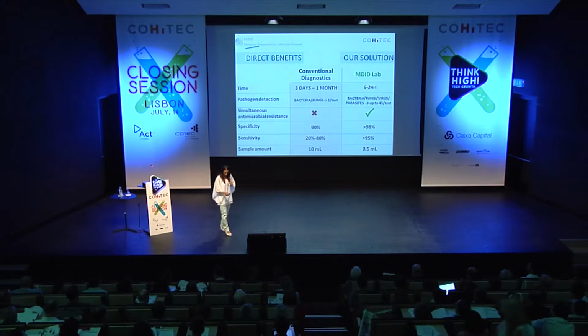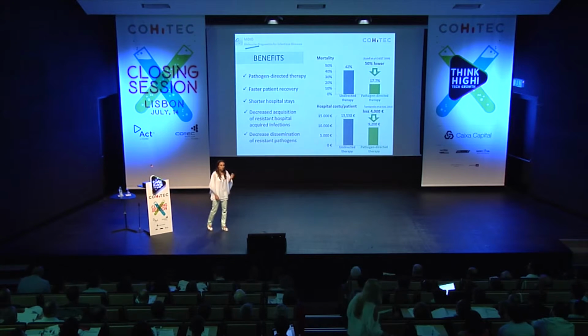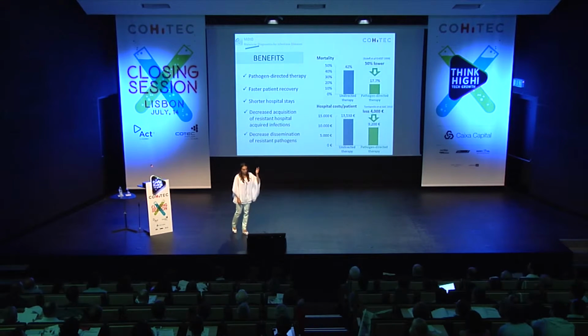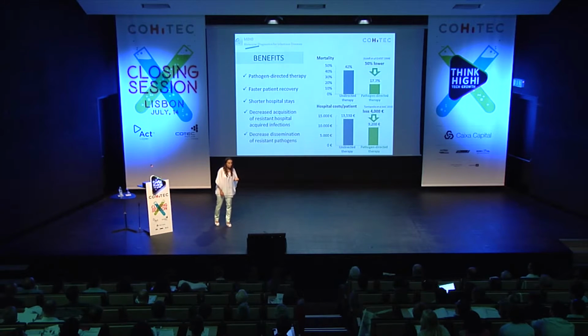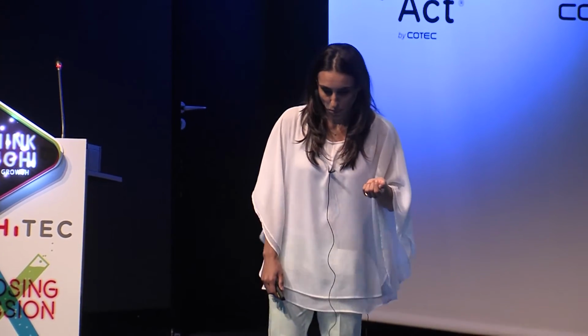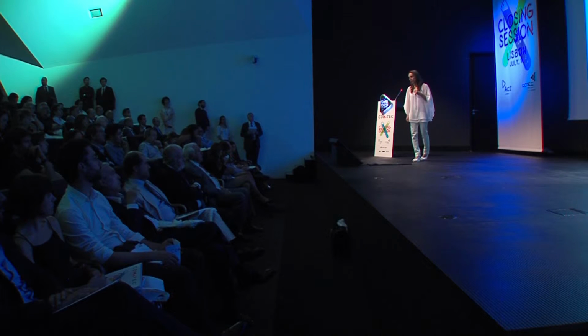But this is not all. When we give a fast pathogen result, we give the clinician the opportunity to provide a pathogen-directed therapy. This will allow a faster patient recovery, shorter hospital stays, decrease the acquisition of resistant infections, and decrease antimicrobial resistance dissemination. So this leads to a decrease in hospitalization costs, and more importantly, a decrease in mortality. To sum up, we have a faster service that allows pathogen detection and also antimicrobial resistance profiling.